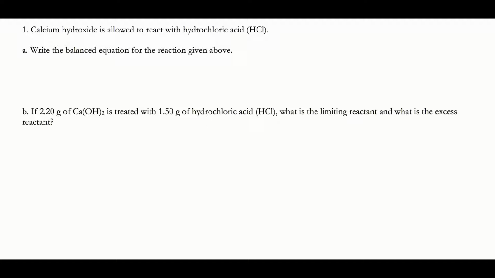Okay? So in this problem, it first asks me to write my balanced equation. So it tells me I've got calcium hydroxide. So calcium has a 2 plus charge. Hydroxide has a 1 minus charge. Okay, so I got to cross my charges, and I end up getting Ca(OH)2.